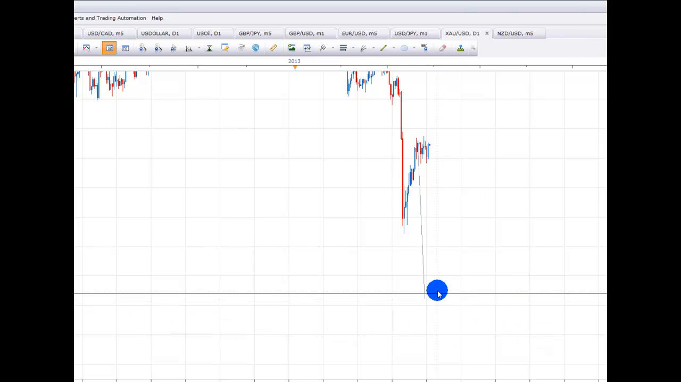Do I expect it to go there? No. In the sense that fundamentally, I've given my views on the Chinese granny effect, the fundamental price of gold. So I don't expect it to go there. But if it goes there, I'll be buying from there.